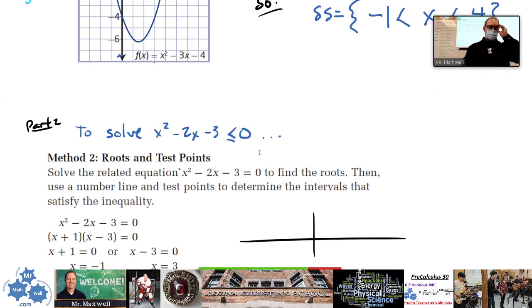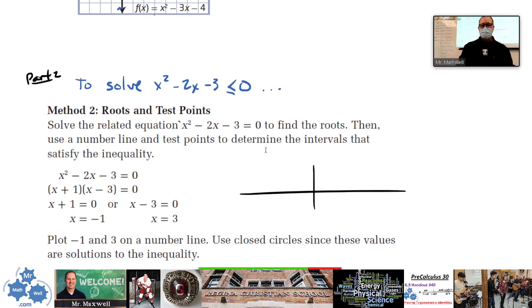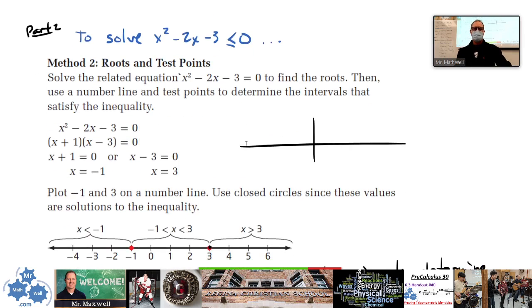All right, now part 2 is how to solve for these inequalities algebraically, and there are 2 methods we're going to use. One is using roots and test points, and the other is called sign analysis. All right, so we're going to talk about both of those here. And so in order to solve an inequality like this without necessarily graphing it first, what you do is you want to find the roots or factor and find the zeros.